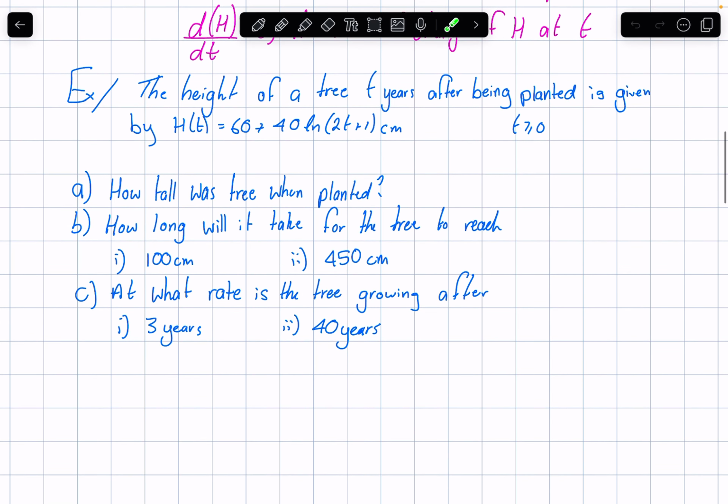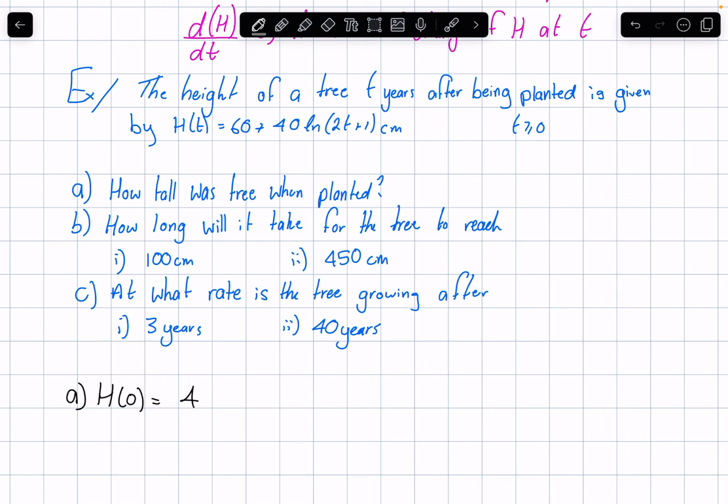The height of a tree t years after being planted is given by h of t equals 60 plus 40 ln(2t plus 1) centimeters. Now t is greater than or equal to 0 because it is time. Time cannot be negative. So to start with, how tall was the tree when planted? So we want to find the height at t equals 0. So this is for A. We want to find h of 0.